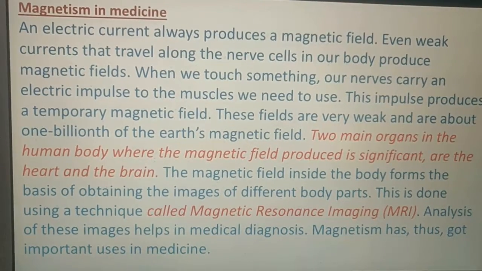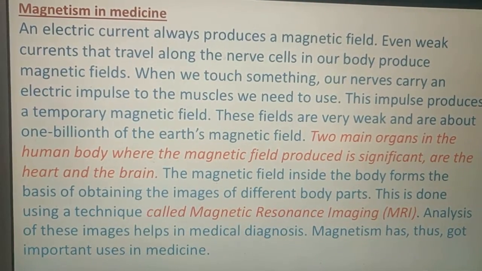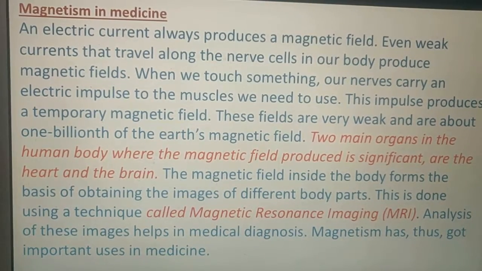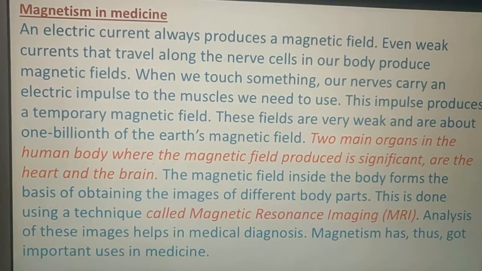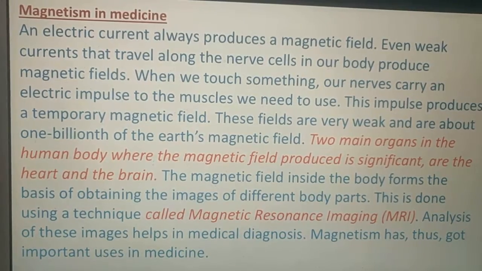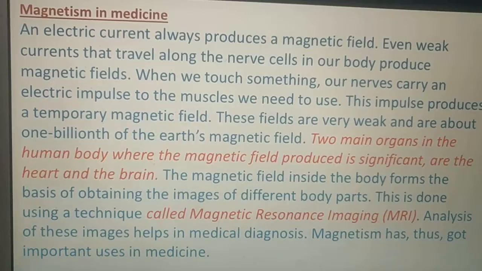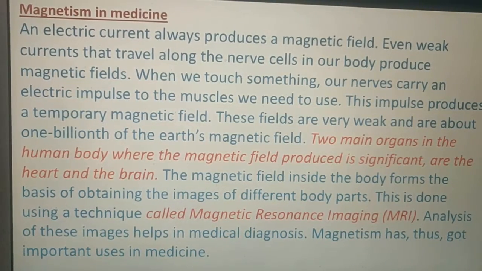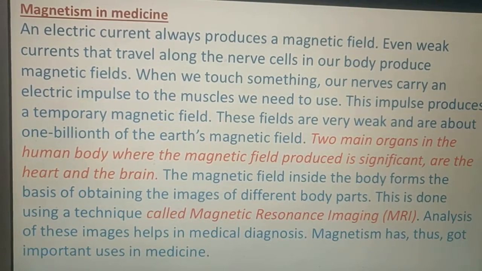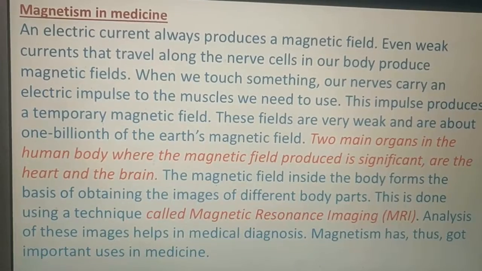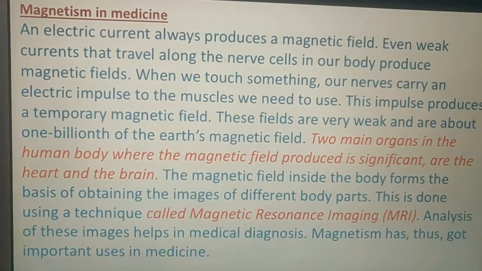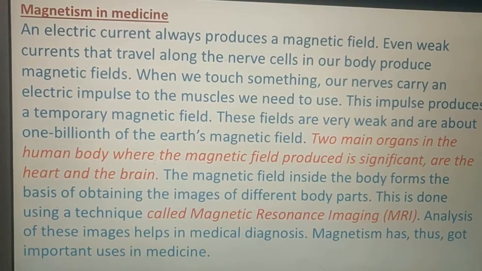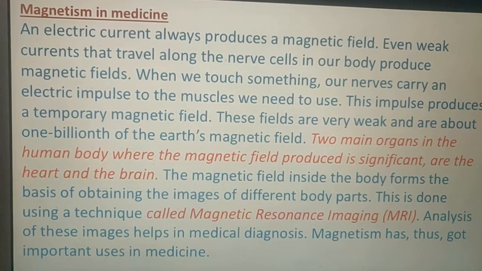Magnetism in medicine. An electric current always produces a magnetic field. Even weak currents that travel along the nerve cells in our body produce a magnetic field. When we touch something, our nerves carry an electric impulse to the muscles we need to use. This impulse produces a temporary magnetic field. These fields are very weak, about 1 billionth of the Earth's magnetic field.